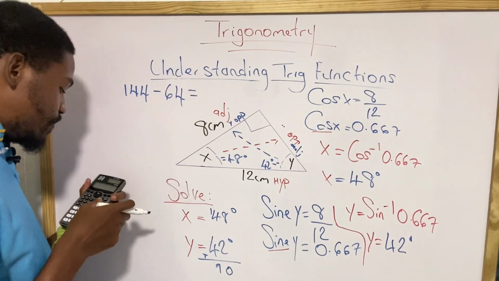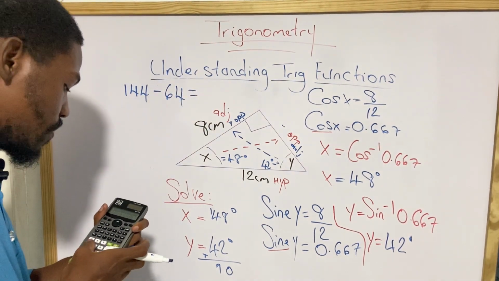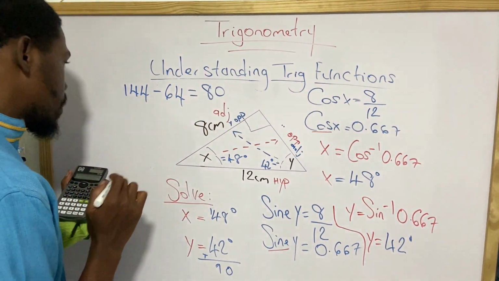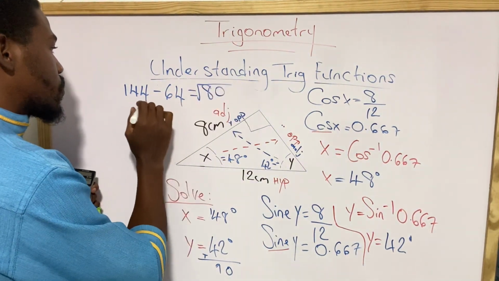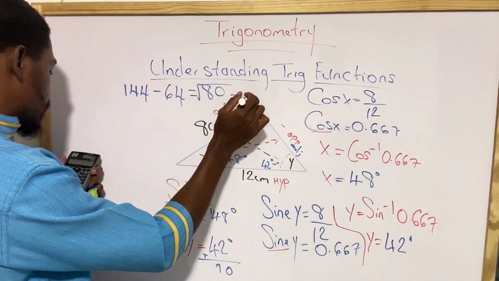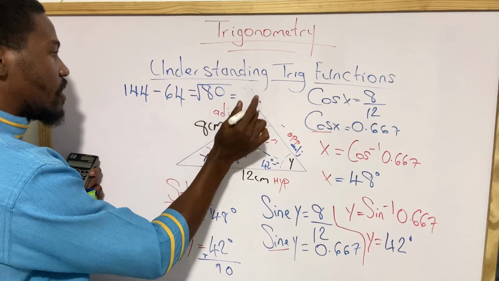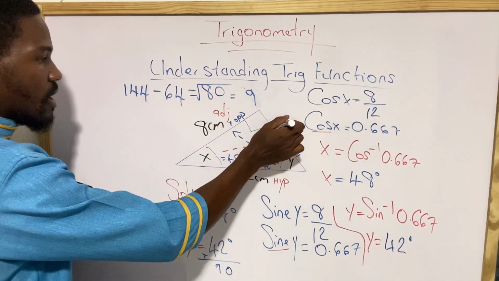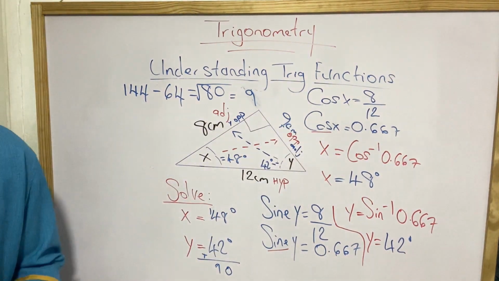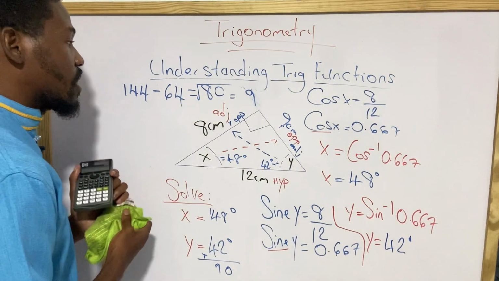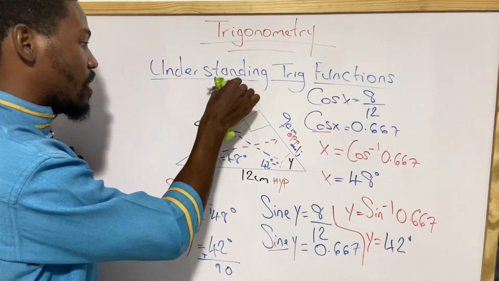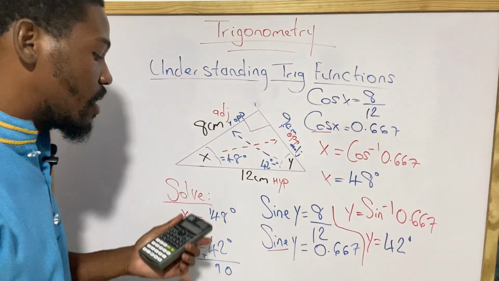So 64, 144 minus 64 quickly is going to give us 80. And the square root of 80 is literally going to give us 8.9, or just let us call it 9. So this opposite side right here would have been 9 centimeters. So if that is the case, then we should actually arrive at similar answers.